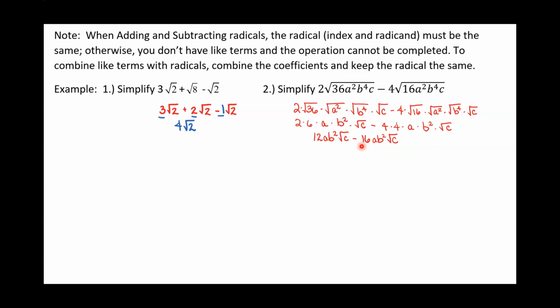And if you'll notice, ab squared square roots of c, ab squared square roots of c. These are like terms. So to combine them, I'm just going to combine the coefficients. So for my coefficients, I have 12 minus 16. So 12 minus 16 is going to give me negative 4. And then I keep my term exactly the same. I keep the variables and the exponents and the radical exactly the same. So ab squared square roots of c.